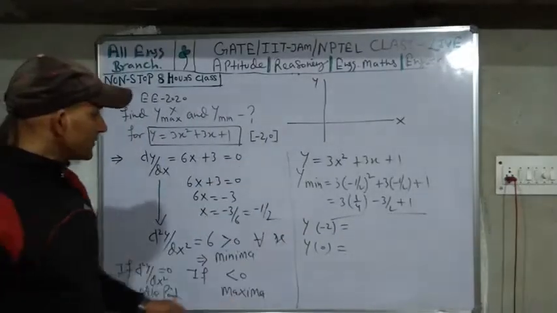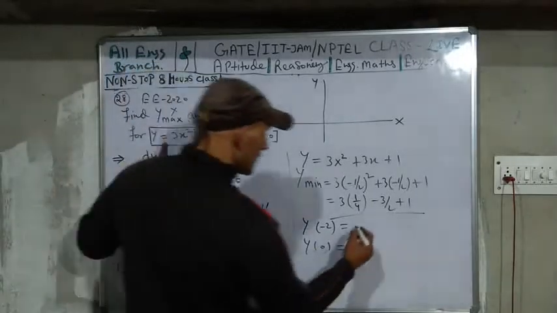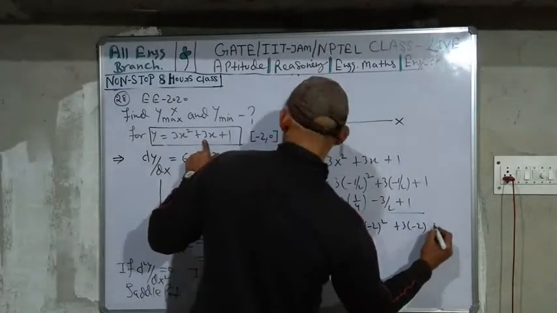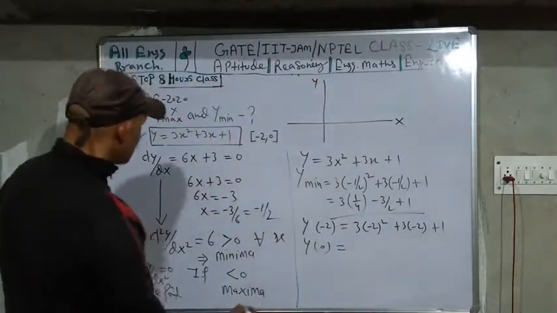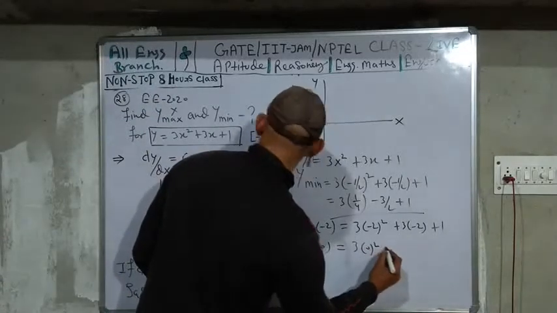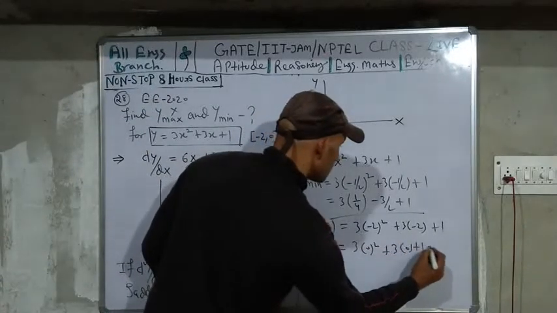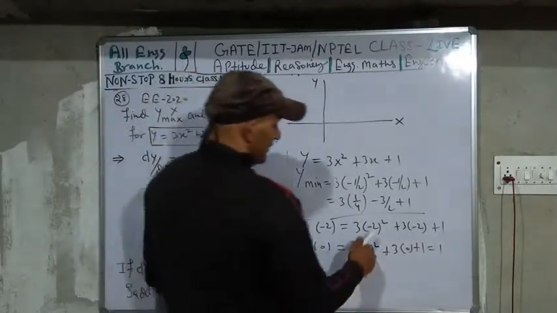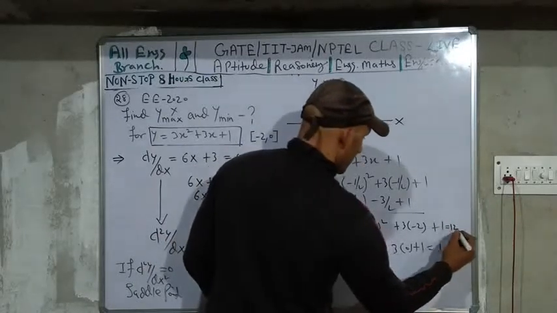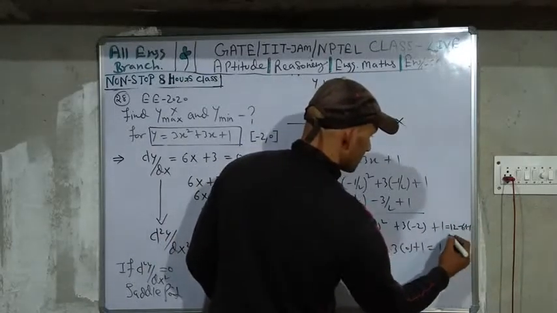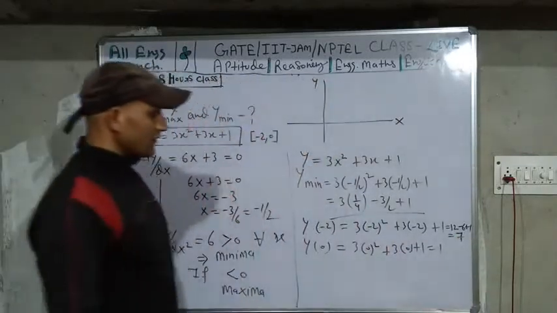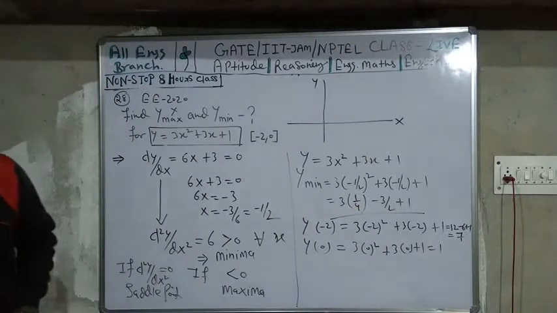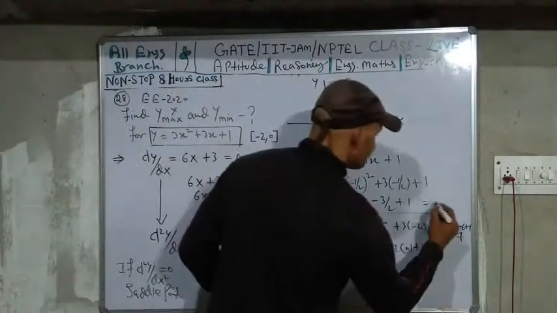So y of minus 2 is equal to 3 into minus 2 whole square plus 3 into minus 2 plus 1. And 3 into 0 whole square plus 3 into 0 plus 1 is equal to 1. So this is 4 times 3 is 12, minus 6, plus 1, which is 7. This is the greater value, this is the other value, and y minimum you can calculate, it will be 1 upon 4.